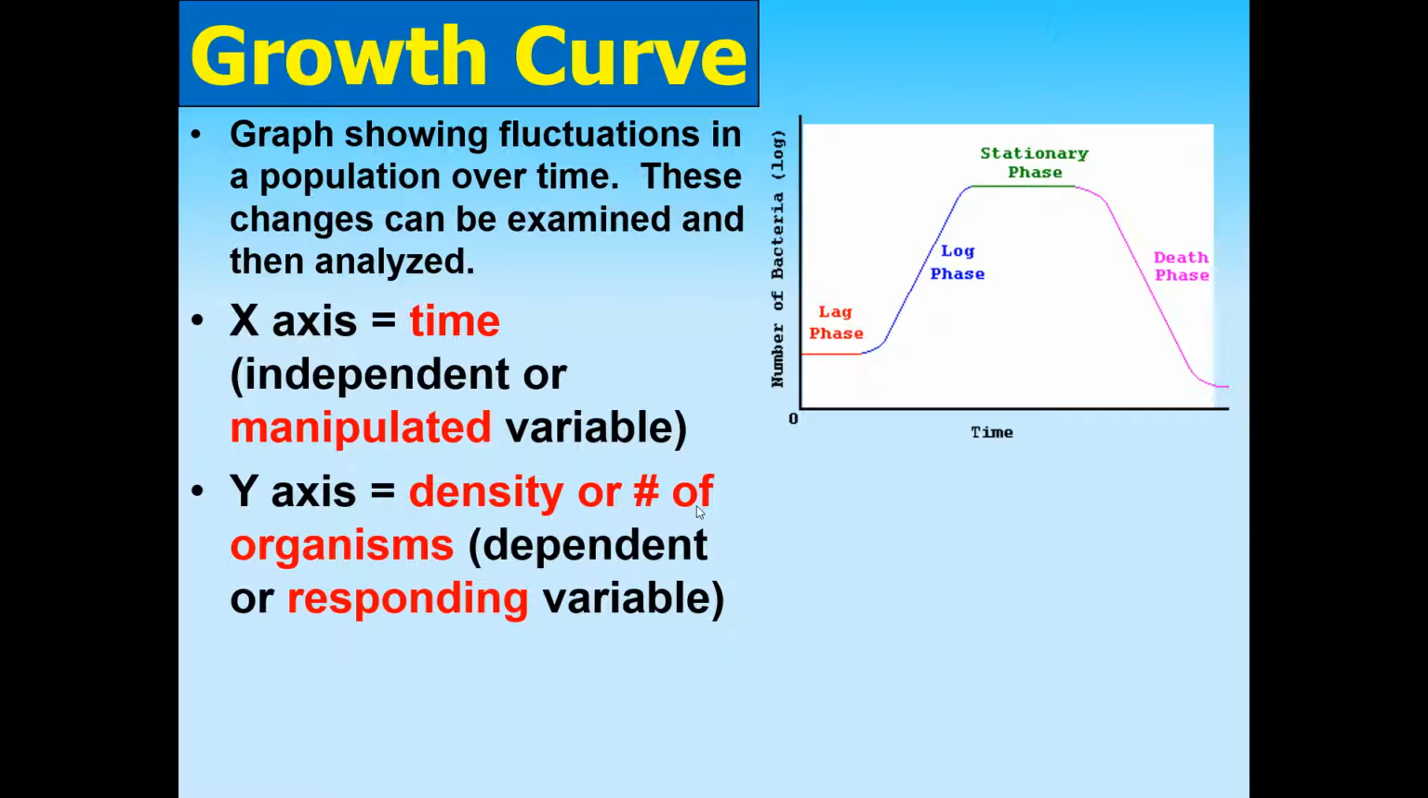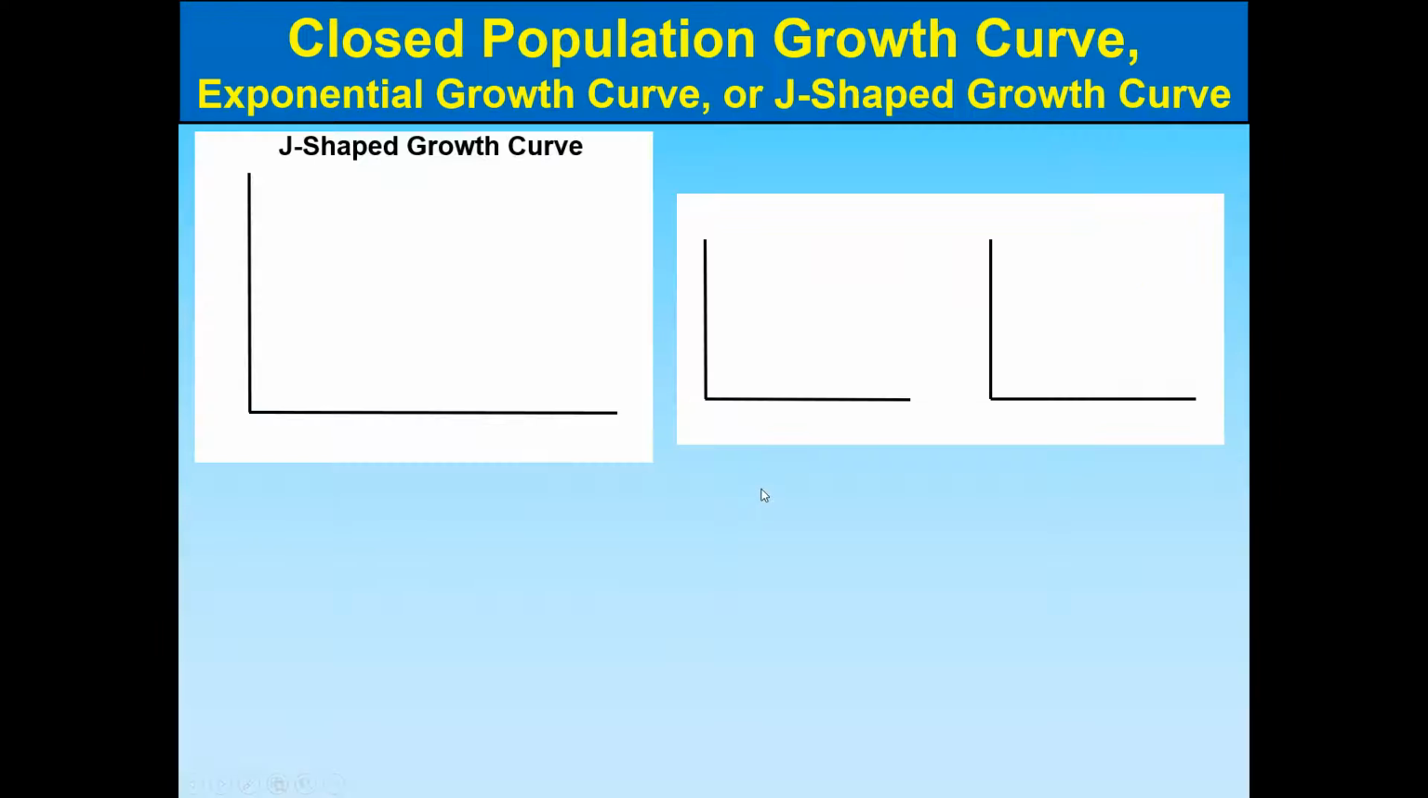A growth curve is a graph showing fluctuations in a population over time. These changes can be examined and then analyzed. The x-axis is time. It's the independent or manipulated variable. The y-axis is the density or number of organisms, the dependent or responding variable. The closed population growth curve can also be called an exponential growth curve or J-shaped growth curve.